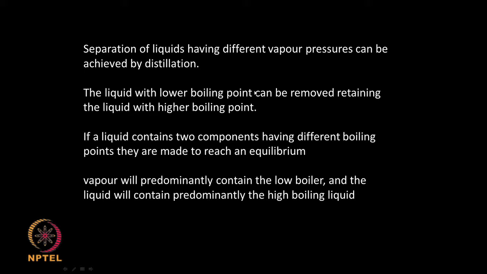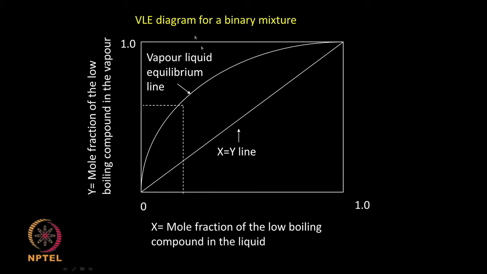The higher boiling liquid will be at the bottom, the lower boiling liquid will be at the top. There is a vapor liquid equilibrium relationship, and that is what is called the vapor liquid equilibrium diagram for a binary. Binary is two liquids. So, the mole fraction of one liquid on one axis, 0 to 1, and the mole fraction of the same in the vapor phase on the other axis. If you consider component A, here we have the mole fraction of component A in the liquid phase, here we have the mole fraction of component A in the vapor phase.